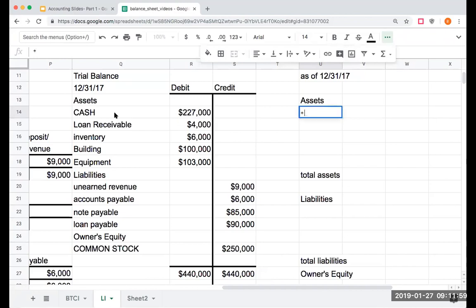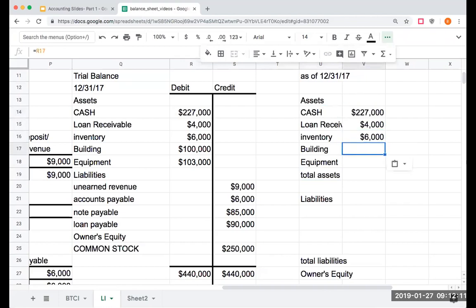So right here, cash, loan receivable, inventory, building, equipment. So I got cash here of 227. Going down here, total assets are going to be $440,000.